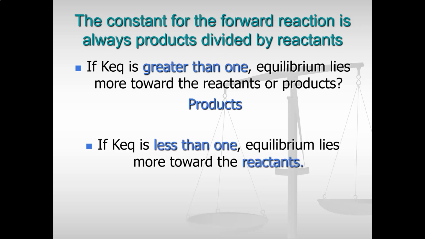Likewise, if KEQ is less than 1, equilibrium is going to favor the reactants, so you'll have fewer products, more reactants. So if KEQ is bigger than 1, think of it as being more than 50% complete. If KEQ is less than 1, think of it as being less than 50% complete. Okay, so if KEQ equals 1, it means it's sitting right about halfway done.